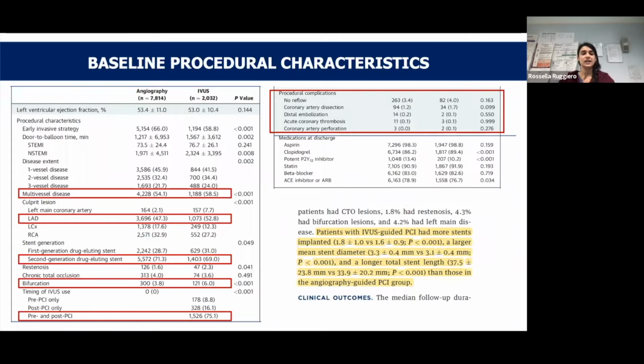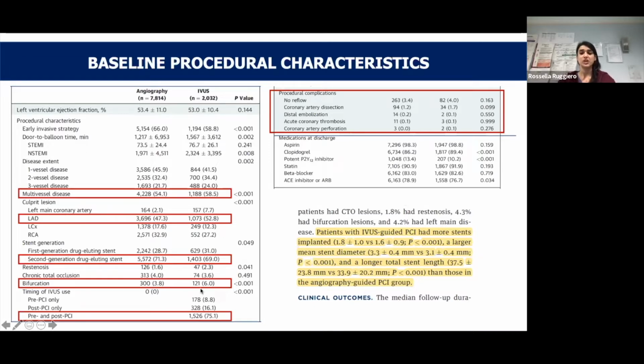In these slides are reported the baseline procedural characteristics. Half of the lesions, as you can see, were complex lesions. Half of the patients had multivessel disease. The rate of multivessel disease was higher in the IVUS-guided group compared to the angiography-guided group. The culprit lesion in half of the cases was the LAD.